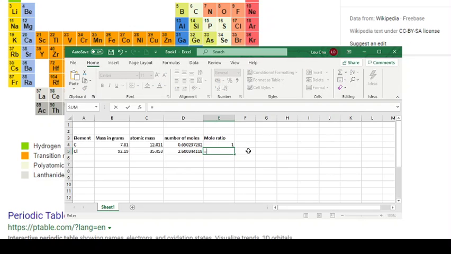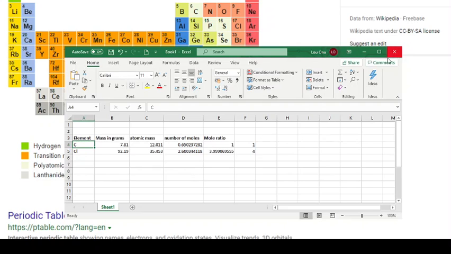This one, we have to divide 2.600344118 by the smaller one, 0.65023782, to get the mole ratio. And you'll get 3.999, or that is approximately equal to 4, right? So if we're going to round it off, you'll get 1:4. So what is the formula now of CCl? That's C1 and Cl4. The answer now to the question is CCl4.